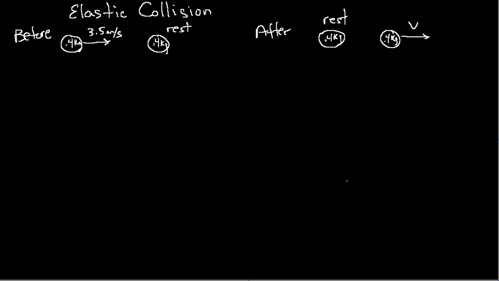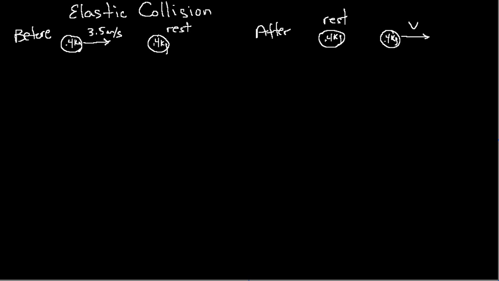All right, here's an elastic collision problem. You might find this problem on page 212 of your book. It's problem number 3. You have two soccer balls in this problem. The first soccer ball is moving. I'll use this as the first ball. The balls are identical. This one is moving at 3.5 meters per second to the right, and it's going to collide with this soccer ball, which is at rest.